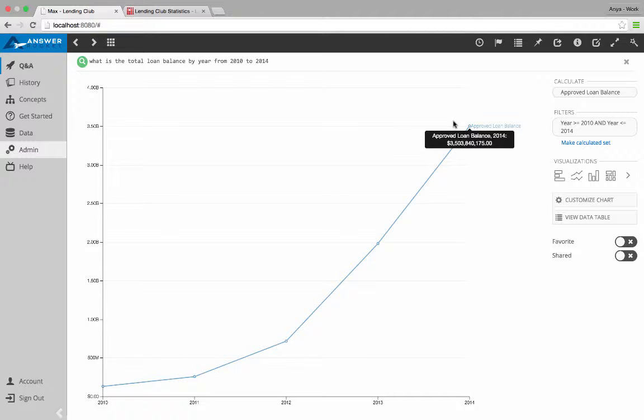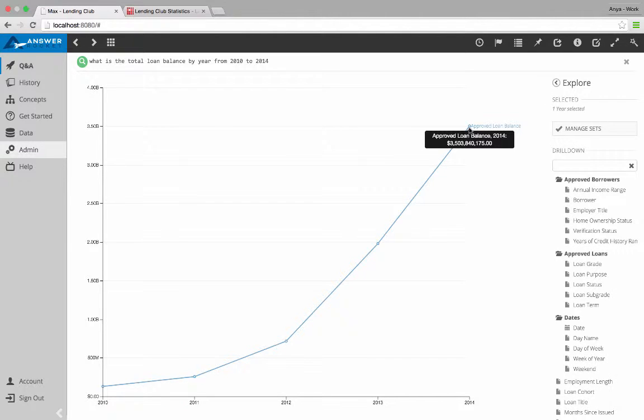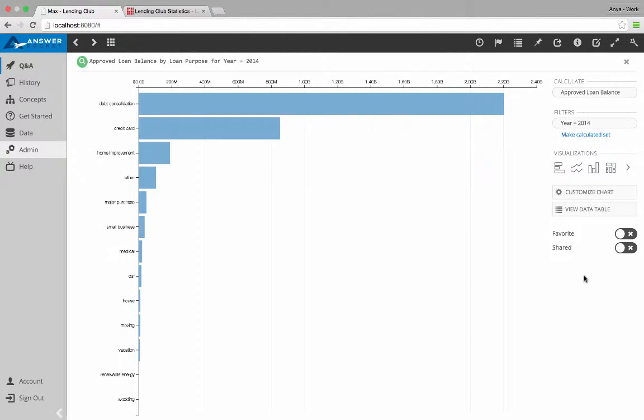Now I'd like to know more about the loans made in 2014. I can do this by drilling down on the data. I'm going to select 2014 and explore the data by loan purpose. My top categories are debt consolidation, credit cards, and home improvement.